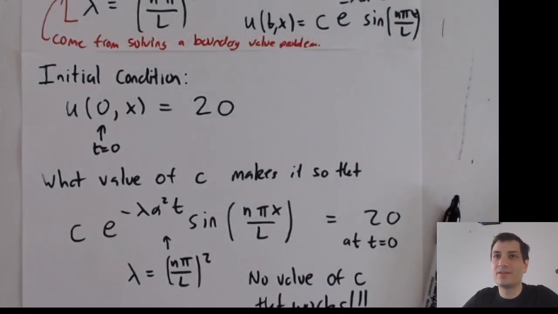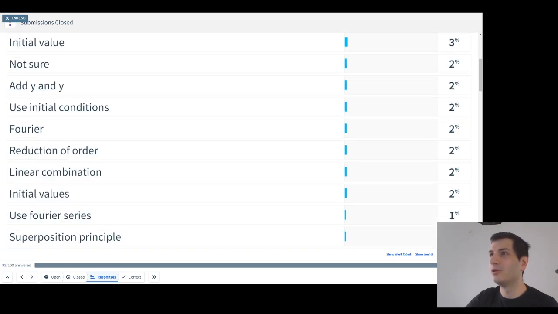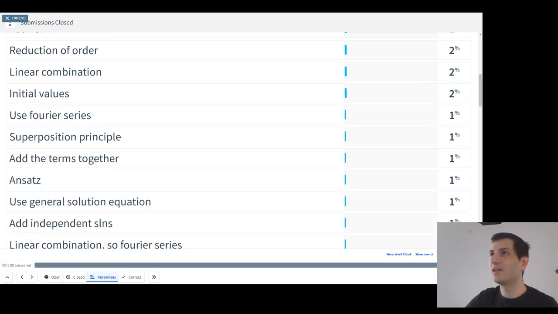So why am I saying this? The reason is, people who said initial conditions or initial values in Top Hat, using the initial conditions won't let us find the solution. The initial conditions on their own are not enough to find the solution.